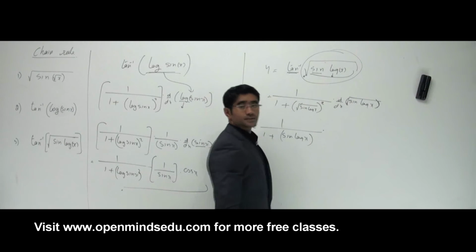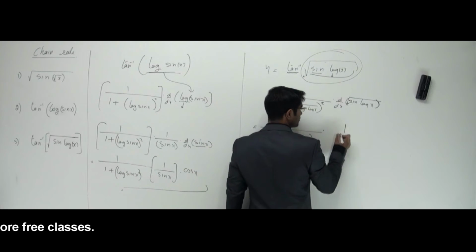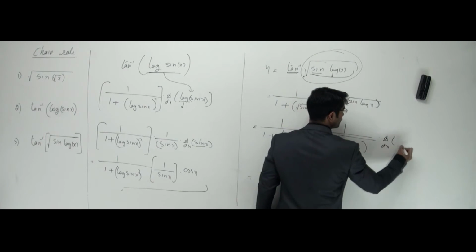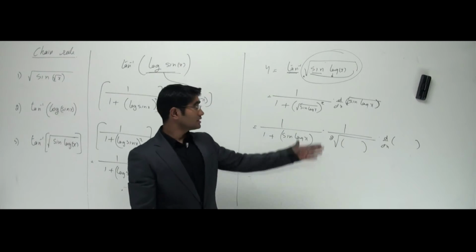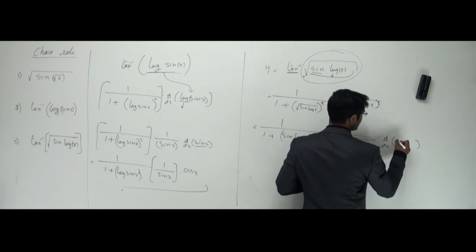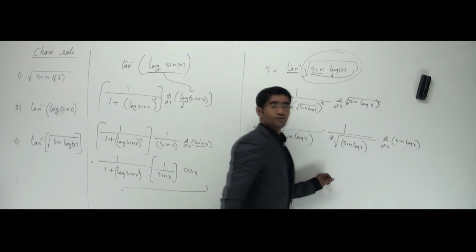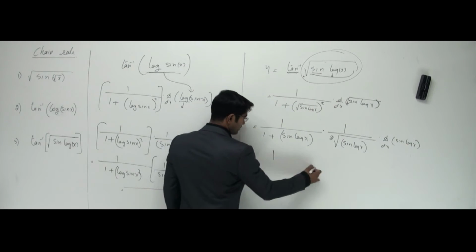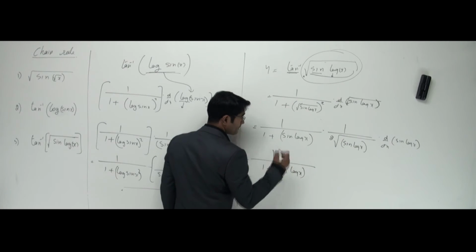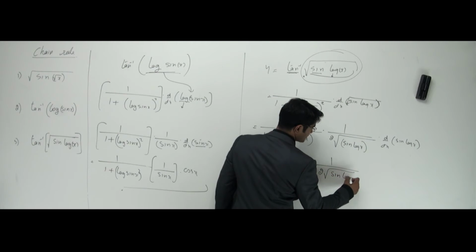And how do I differentiate this? Now who is the outermost function in this case? Tan inverse is done. Who's the next guy? Root. So how do you differentiate root? That is 1 by 2 root of whatever function into d by dx of whatever function. That is it. So who's inside root here? It is sine log x. So very simple it is. Right, next thing. 1 by 1 plus sine log x is done. And 1 by 2 root of sine log x is done.